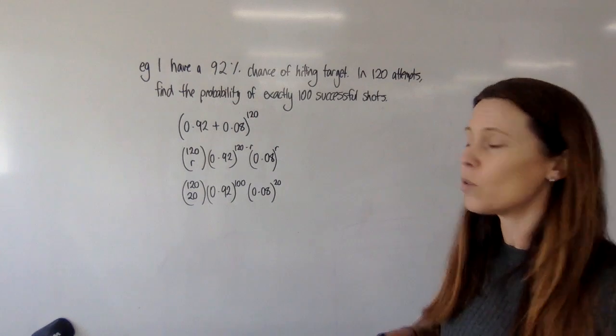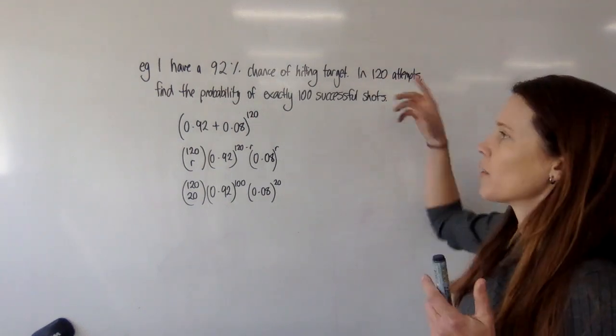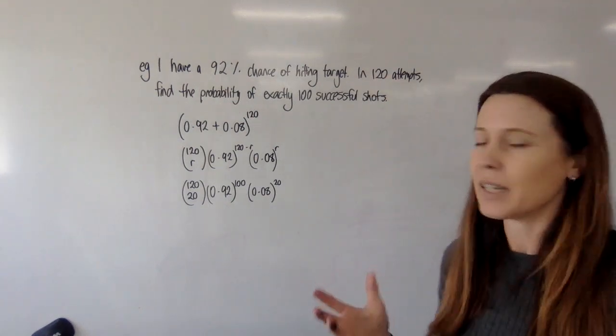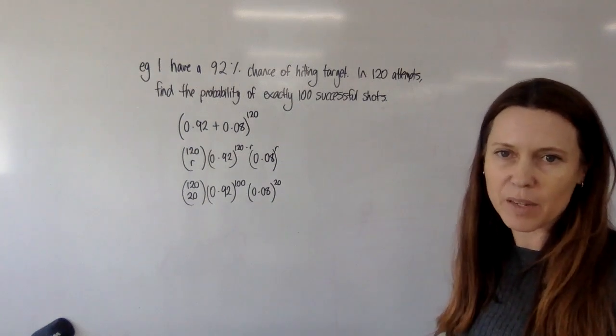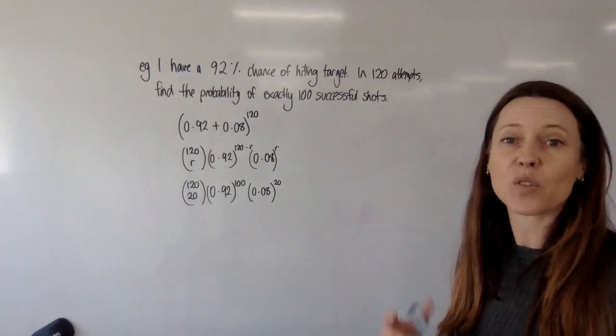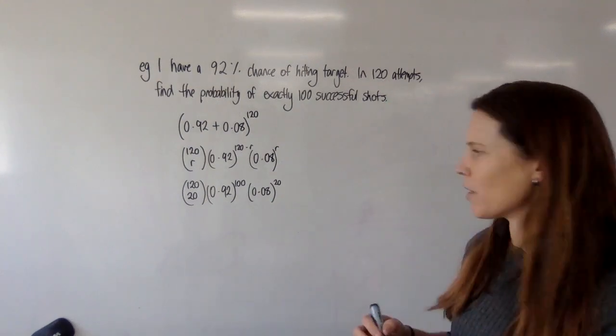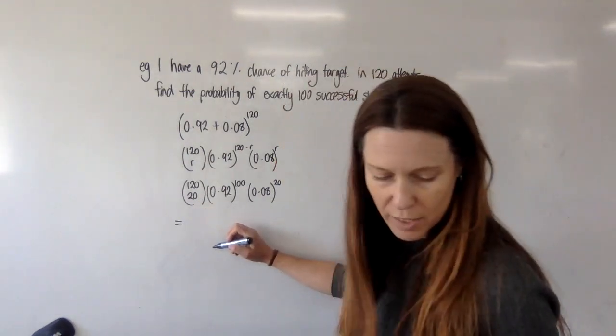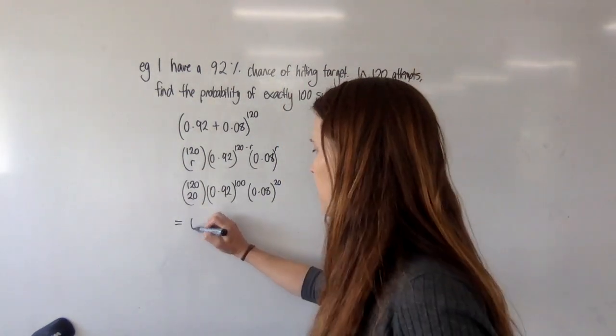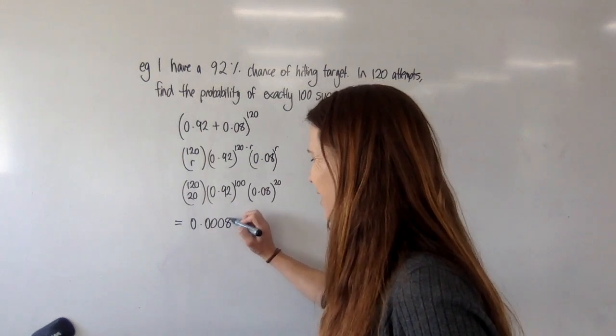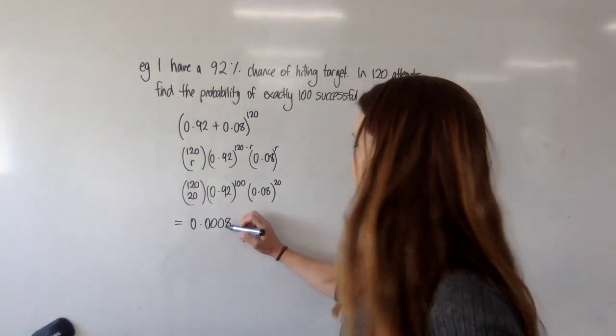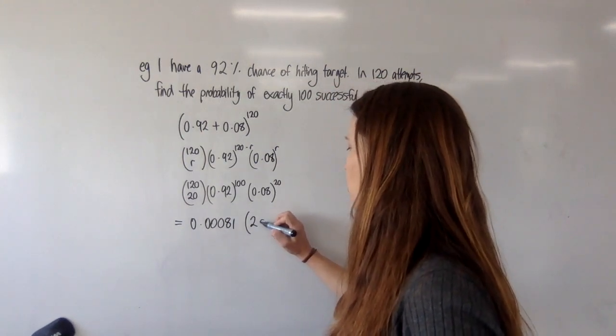And of course, the more attempts you have, the more unlikely any one particular number of successes is going to be, because there's just so much variety, there's so many things that might happen. So any one of them is a very small chance indeed, and in fact this one comes out as 0.0008. Let's go 1 and call that 2 significant figures.